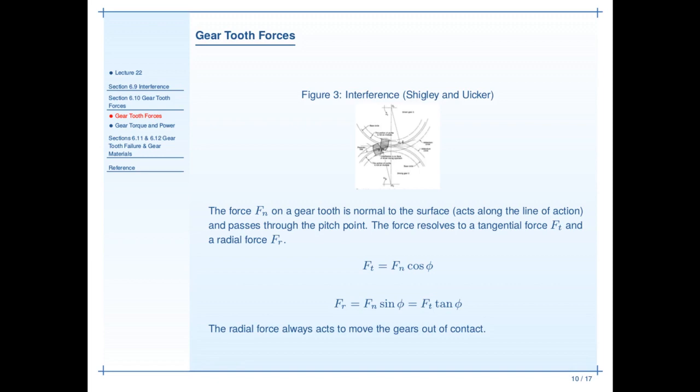The tangential force, though, this is the force that we actually want. This is the force that is generating a torque around the gear. That torque is equal to the tangential force multiplied by the pitch radius of the gear. Remember that the tangential force passes through the pitch point. It is perpendicular to the center lines of the gears, and therefore we can calculate the torque as the tangential force multiplied by the pitch radius.